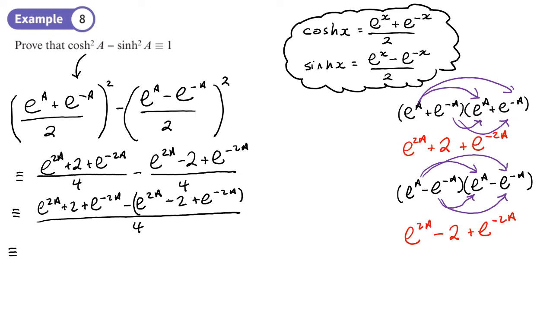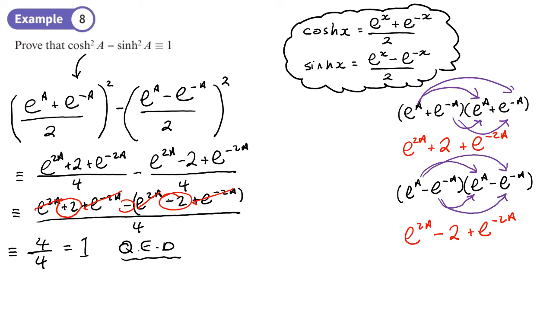Now what happens at the top? Well, that and that will cancel out. Then you'll have 2 plus 2, which is going to give you 4, and then the e to the minus 2a's cancel out as well. So all you're left with is 4 over 4, which is 1. And since this is true for all values of a, we've just proved it. That always equals 1.